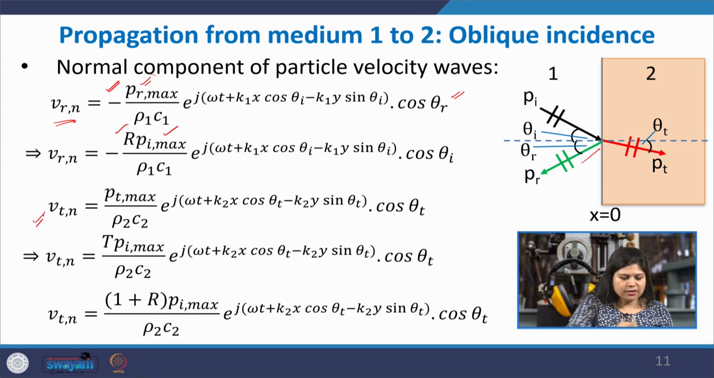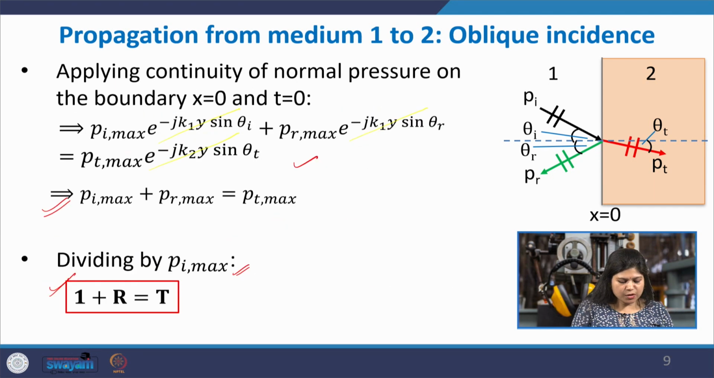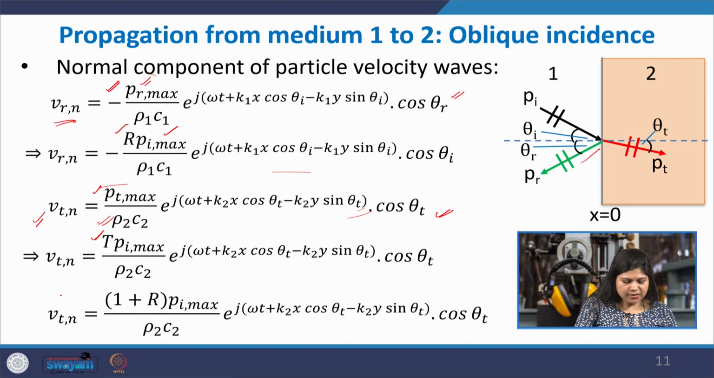Okay, in the same way, for the normal component of the transmitted wave velocity, once again we write the equation of the transmitted wave, this one here, divided by rho 2 c2 because it is in medium 2, times cos theta t, and we have a positive sign because the normal component of it is along the positive x axis. Okay. So, this can be written as t times Pi max. You see here, we have already found this equation, 1 plus r is equal to t. So, here we can replace this t as 1 plus r.